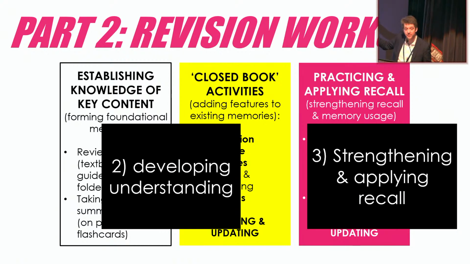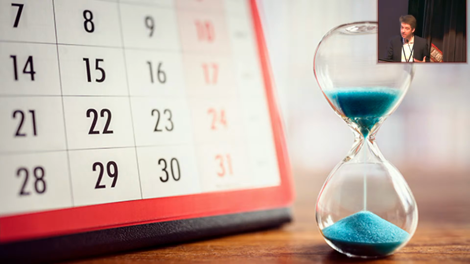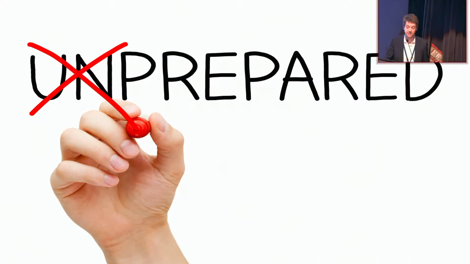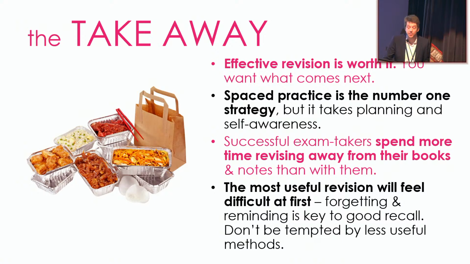That third part is very, very important because you've got an understanding already, but you need to be strengthening and applying your recall. But theoretically after that, and after getting ready, and after spacing out your practice and getting started, you should be prepared because time is running out, but you can still do this. So the final takeaway: effective revision is worth it. Spaced practice is the number one strategy. Spend more time revising away from your books rather than with them. That's counterintuitive, but that will help you strengthen your recall. And the most useful revision will feel difficult at first, but don't be put off by that.